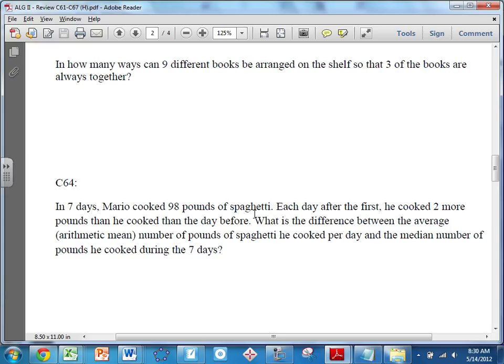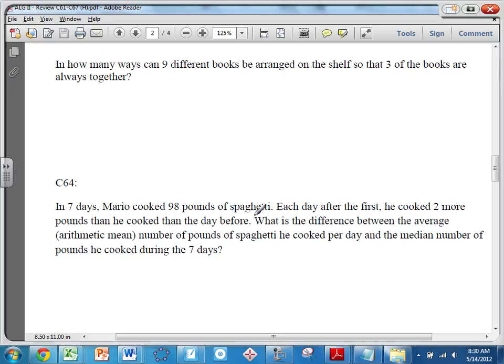Draw 9 slots, please. Draw 9 slots. Okay, or places on the bookshelf. 9 of them. Okay, we got 9 slots. Now, if this problem told us, again, it was just 9 books being ordered, it would be 9 choices, 8 choices, 7, 6, 5, 4, 3, 2, 1.